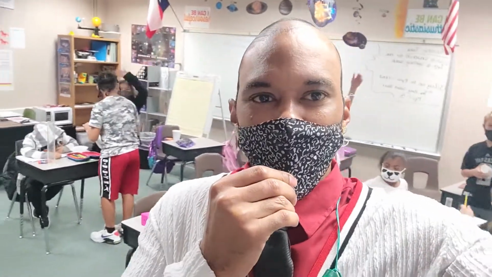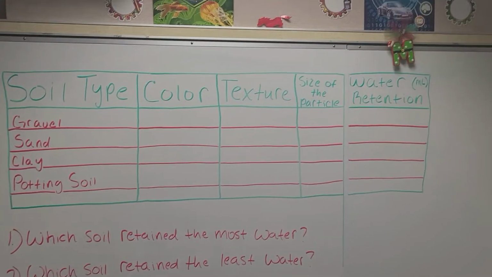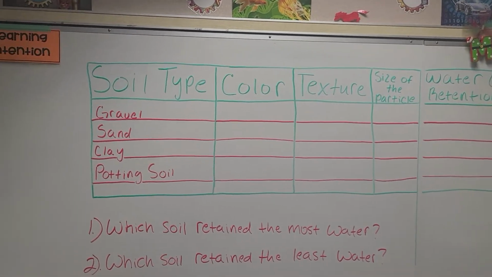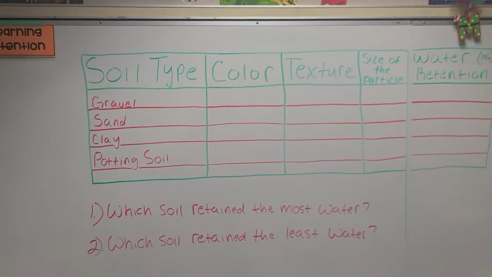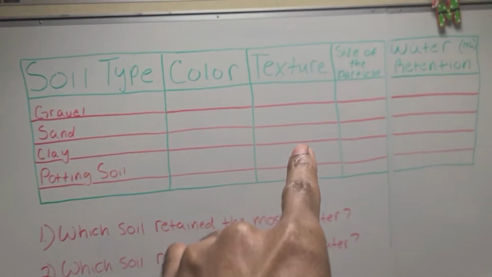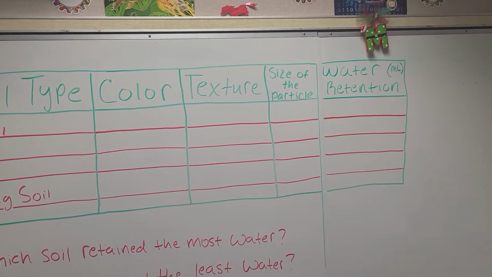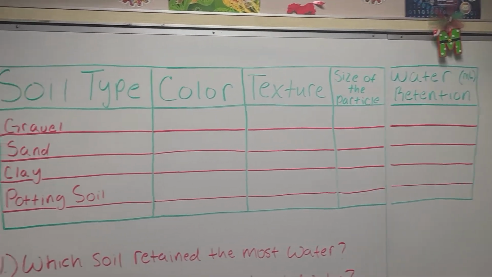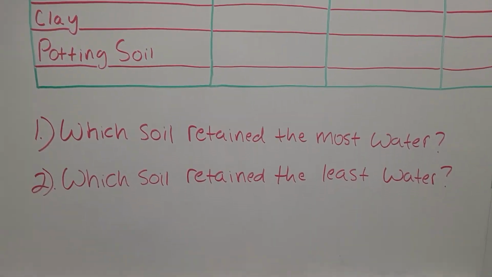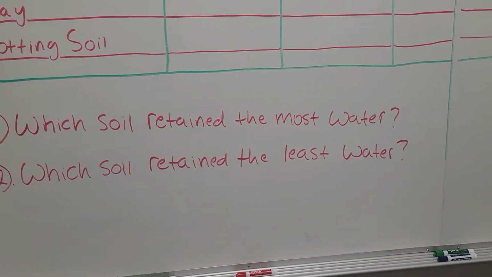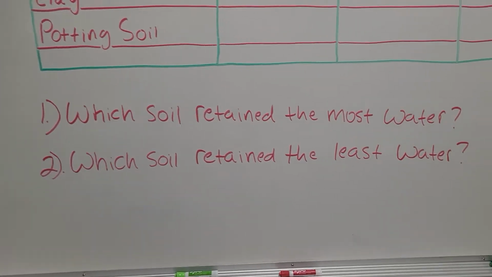Today is December 7th, 2020, and we are working on our first science experiment for our YouTube session. Today's experiment will be over water retention. Here we have our chart. We have our soil type, our color, texture, size of the particle, and water retention. What we are trying to figure out is which soil retained the most water and which soil retained the least water.